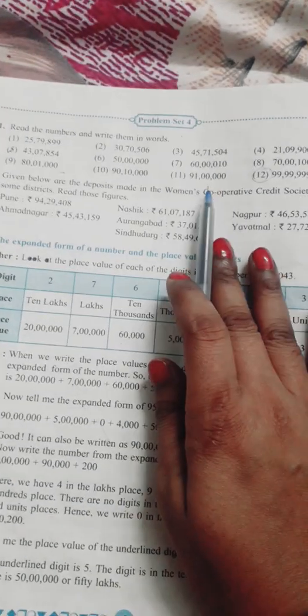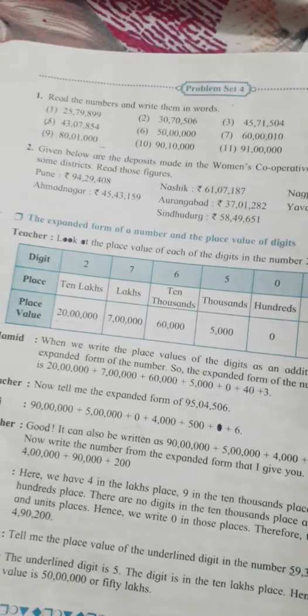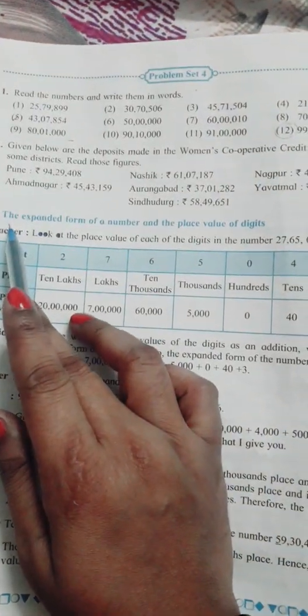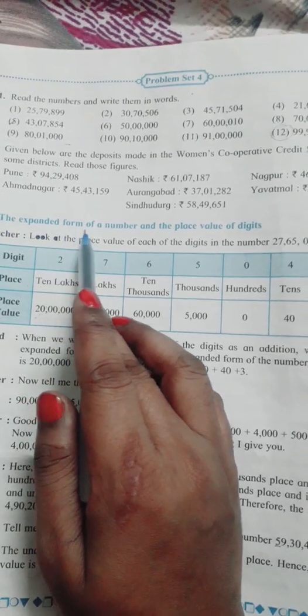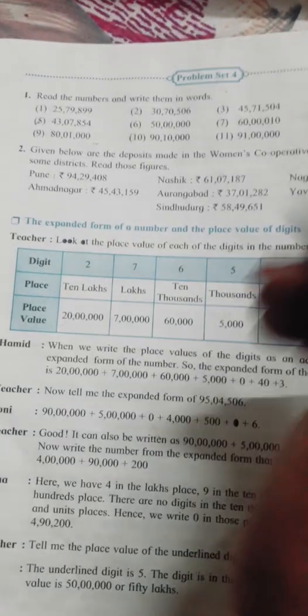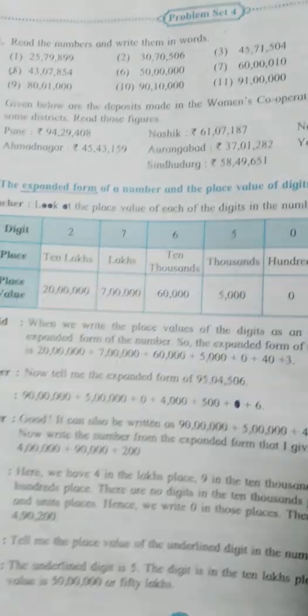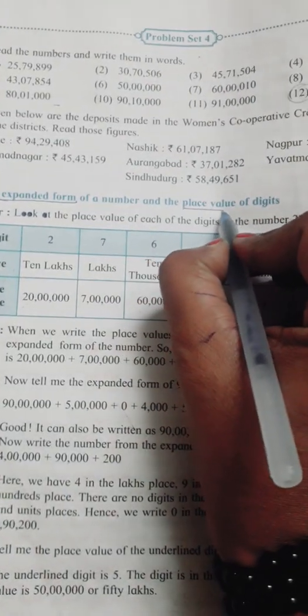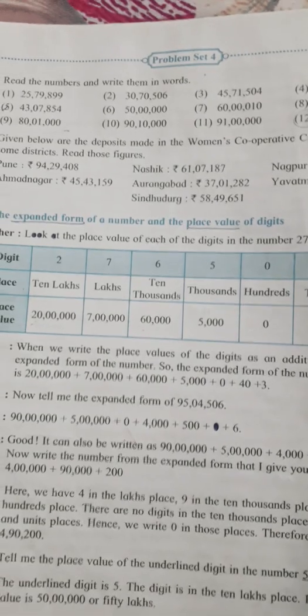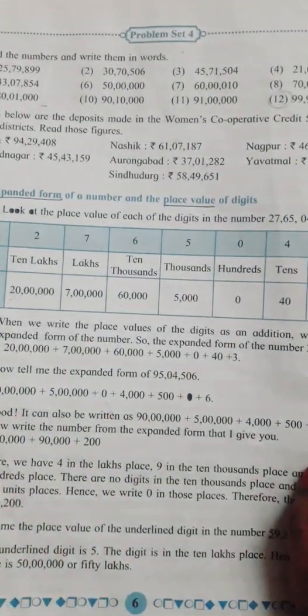In the previous video we have completed the problem set 4. In this video we are going to see what is meant by the expanded form of a number and the place value of a number. Here you can see the two words, expanded form and place value. What is meant by these two we are going to see in this video.